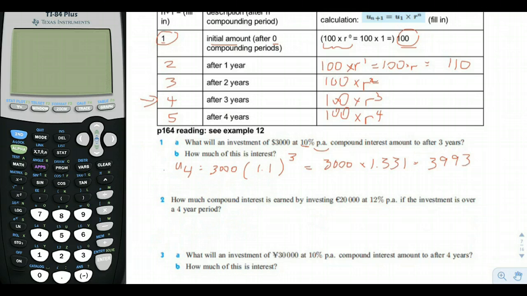And then it says, how much of this is interest? Well, originally we had 3,000, so the amount of interest would be 3,993 minus 3,000, so the interest would be 993. Okay.